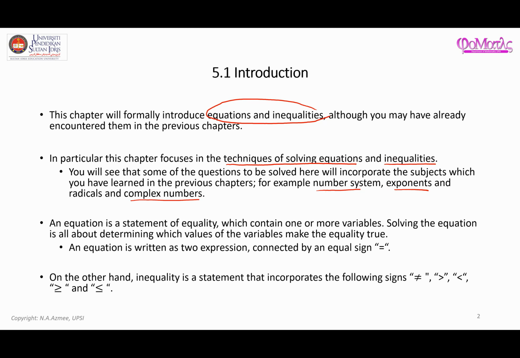And to start off, let us look at the statement of equality. Statement of equality, in another word, is equation. So equation is a statement of equality where the mathematical symbol used is this one. So this is something equal to something, so equality statement. On the other hand, if you have inequality, it is a statement that incorporates the following signs. So this is not equal, this is greater than, this is less than, this is greater than or equal to something, and this is less than or equal to something.